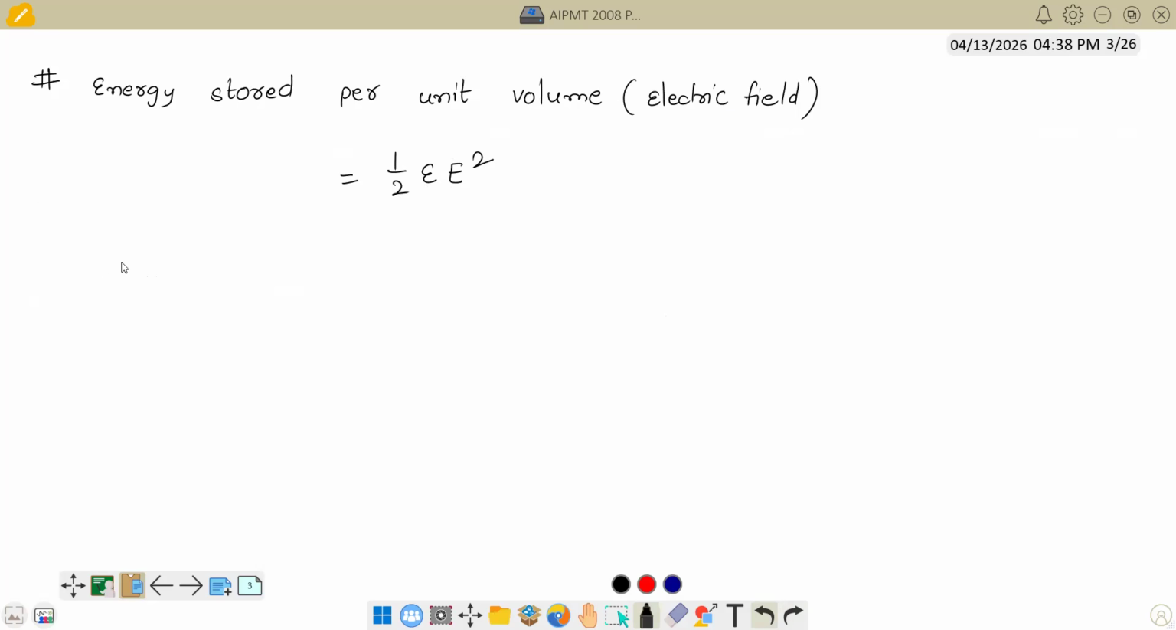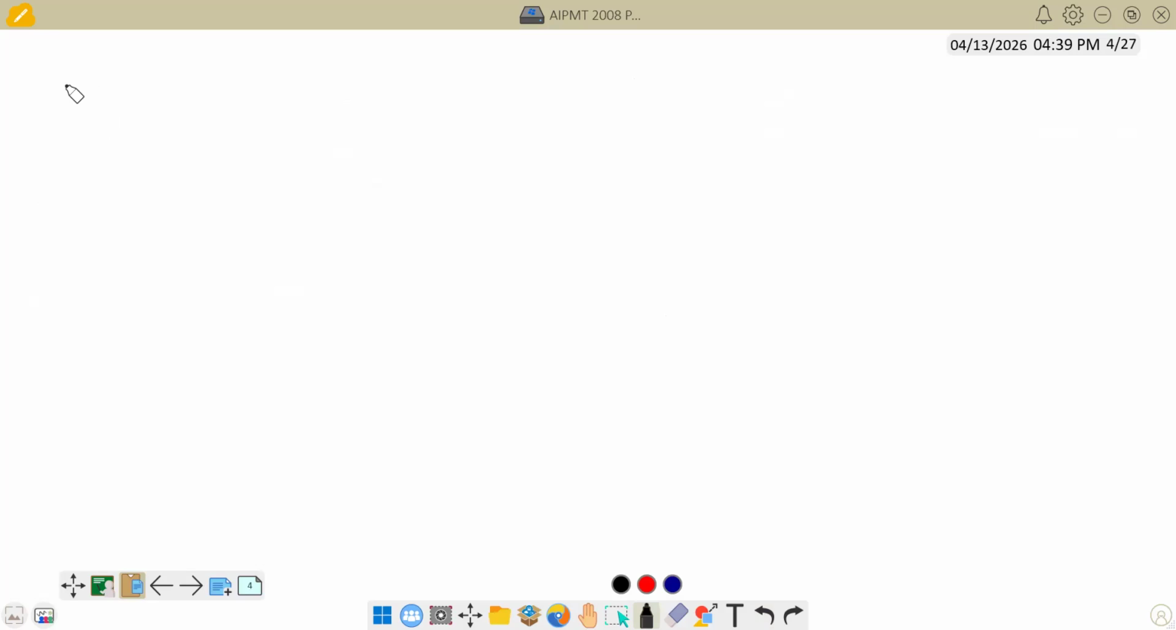Similarly, the same thing we can write for magnetic field as B square by 2 mu. So this is the energy stored per unit volume in a magnetic field, and this is the energy stored in an electric field. If you know this, you can actually get the other results very, very easily. Since if you already know this beforehand, you can find the energy stored in capacitors.